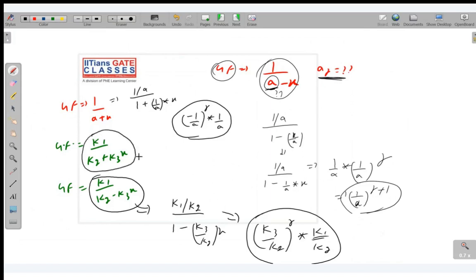Now the minus sign will come in. I think it is very easy. So minus K3 by K2 power r multiplied by K1 by K2.